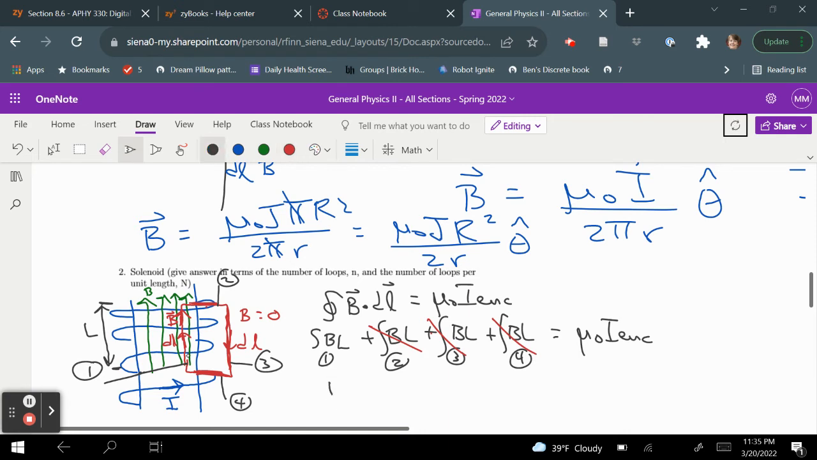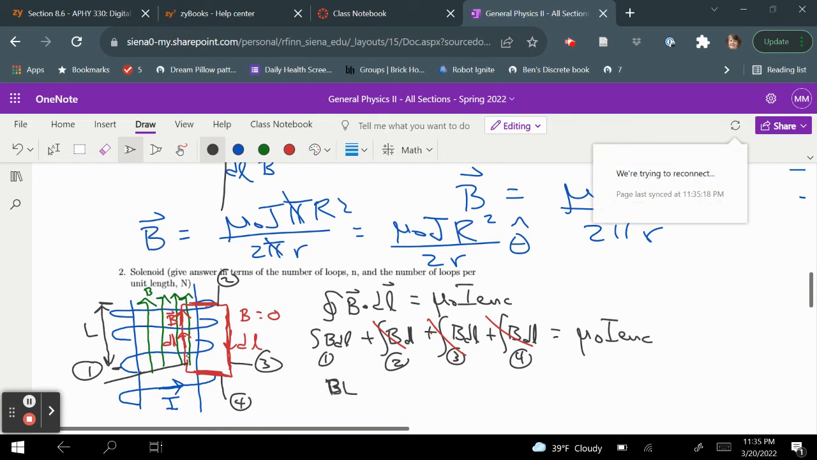So I'm going to have B and then L, so really my integral just becomes B times L. So I should actually turn this, each of these is really dl. So dl, dl, dl, dl. And I'll cross this one out and that one out. There we go. So I bring my B out for this one here, and then I take the integral of dl, and that's just going to be L, the length of the side of my loop. So BL is equal to mu naught I enclosed.